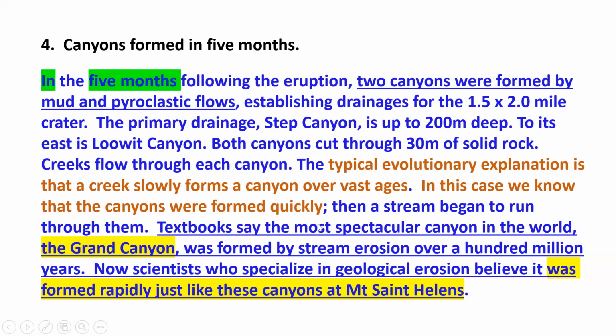Now, textbooks say the most spectacular canyon in the world, the Grand Canyon, was formed by stream erosion over 100 million years. Stream erosion, not steam, sorry, stream erosion. So now scientists who specialize in geological erosion believe it was formed rapidly, just like these canyons at Mount St. Helens.